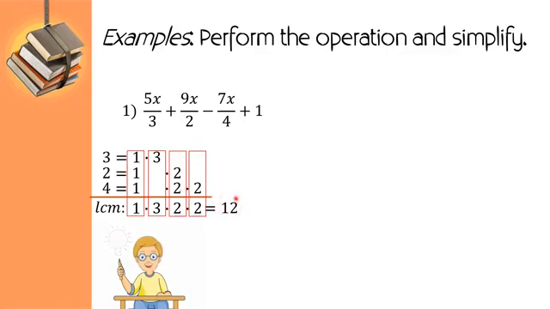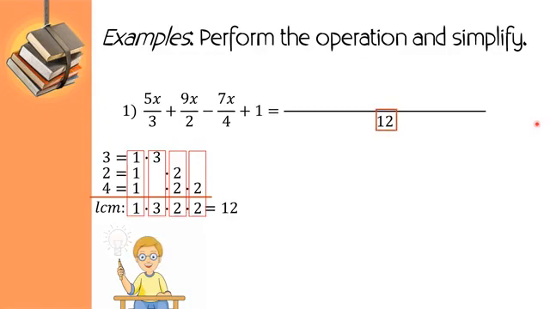12 is divisible by 3, by 2, by 4, and by our last denominator, 1. And 12 is the least number that is divisible by these numbers. That's why 12 is the least common multiple. So we write our LCM here, and then proceed with our next step.